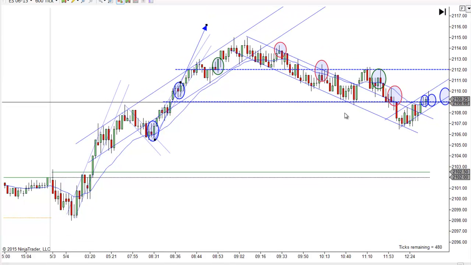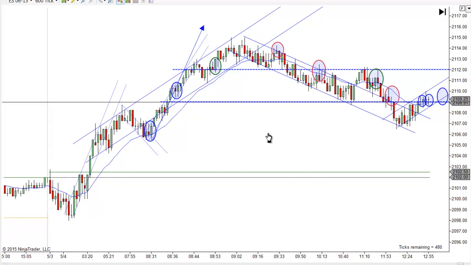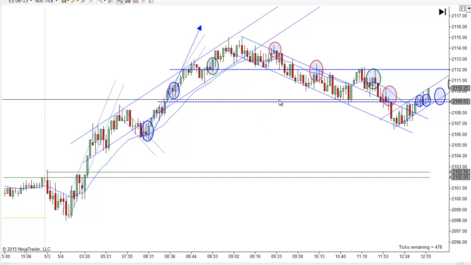You can see we missed it by a couple of ticks, but that would have been enough to try to keep you in this a little bit longer. And then you really never got another long entry.